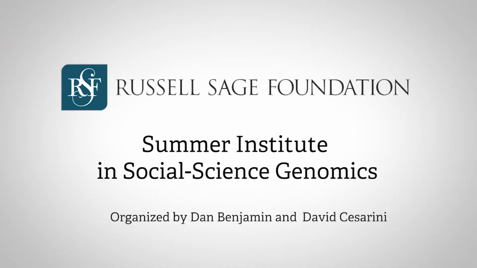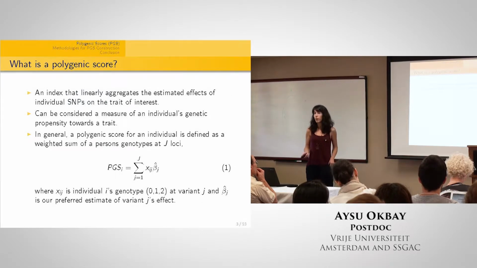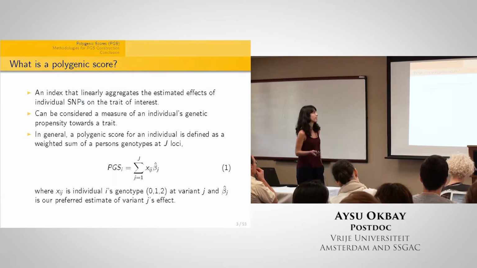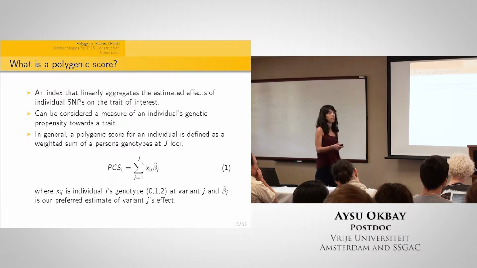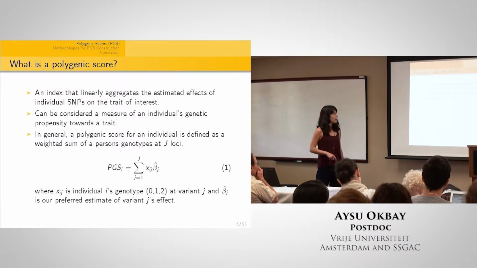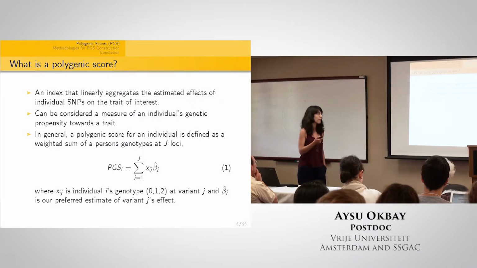Okay, so Patrick already talked a lot about what a polygenic score is. It's basically an index that aggregates the estimated effects of individual SNPs. And we can consider it as a measure of genetic propensity towards a trait, basically.